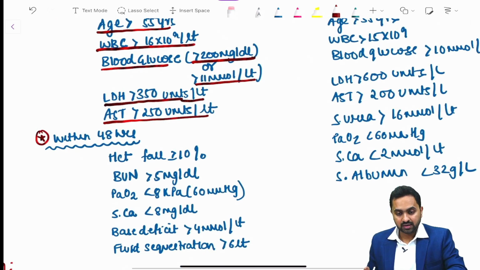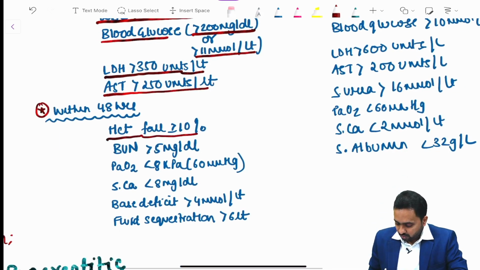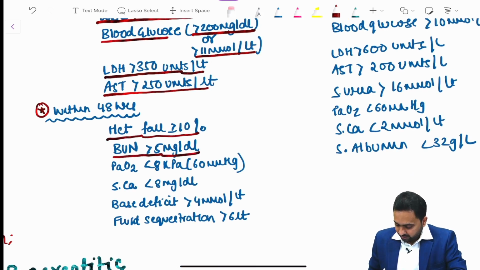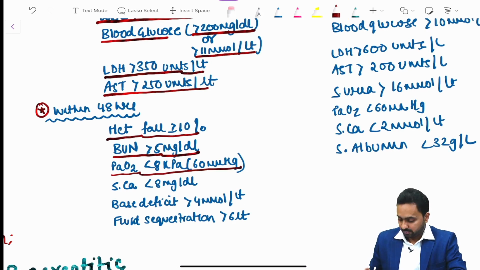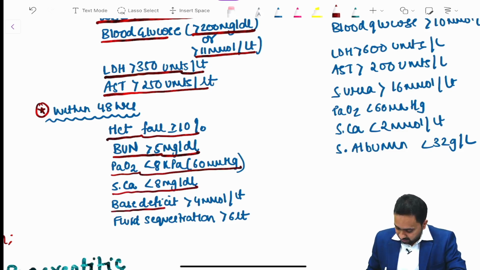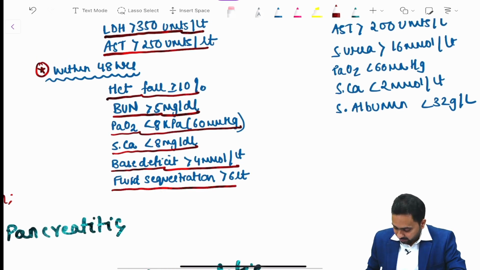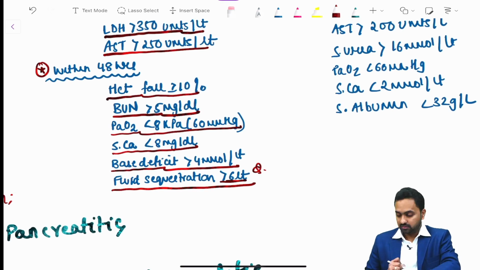Then within 48 hours, there should be a fall of at least 10 or more in hematocrit, blood urea nitrogen raised by more than 5 milligram per deciliter, partial pressure of oxygen less than 60 mm of Hg, serum calcium less than 8 mg per deciliter, base deficit more than 4 millimole per liter and fluid sequestration of more than 6 liters, right.